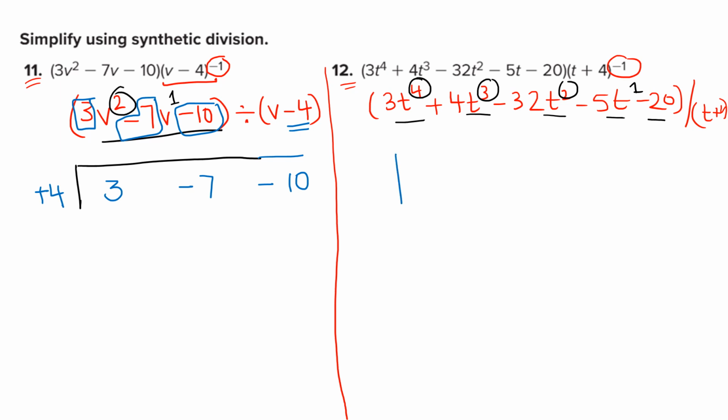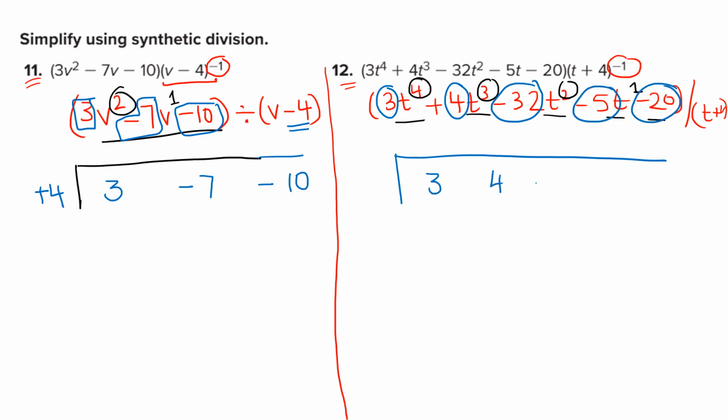Okay, similarly for this question, let's look at the numbers. 3, plus 4, minus 32, minus 5 and minus 20. So I will put them inside. Just leave some gap in between. Always be careful of your sign. Don't make sign mistakes. And we are dividing it with t plus 4. So the sign is plus, so it will be the opposite of plus, -4. I hope the difference is clear.